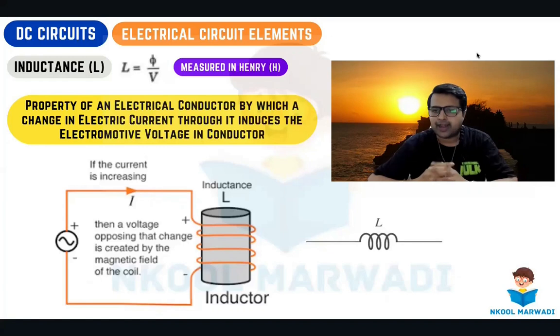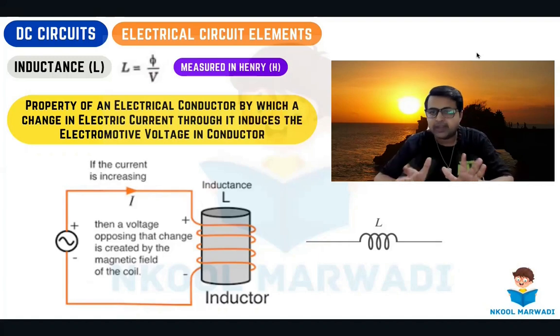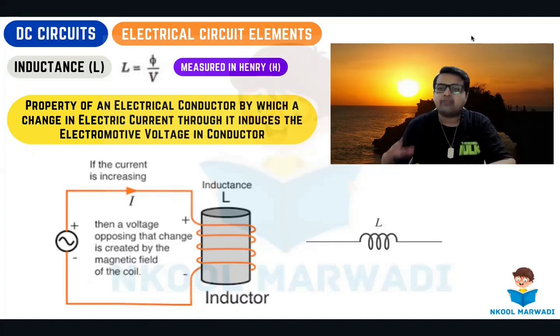Okay, students. The next important electrical circuit element in a DC circuit will be the inductance. The element will be the inductor, but first we will discuss the property, that is, the inductance. Inductance is an inherent property of any medium. So what is this inductance? Let's first understand this, then we will discuss the inductor, which is the circuit element in a DC circuit.